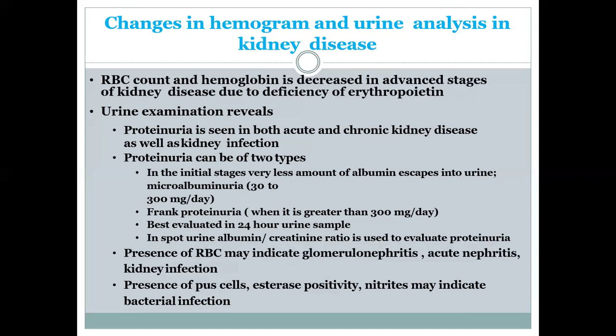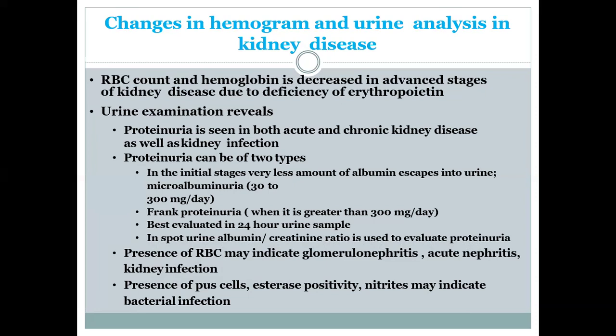Proteinuria can be of two types. In the initial stage, a very small amount of albumin escapes in urine. That is, microalbuminuria is 30 to 300 milligrams per day. Frank proteinuria is when it is greater than 300 milligrams per day. It is best evaluated in a 24-hour urine sample. In spot urine, the albumin creatinine ratio is used to evaluate proteinuria.